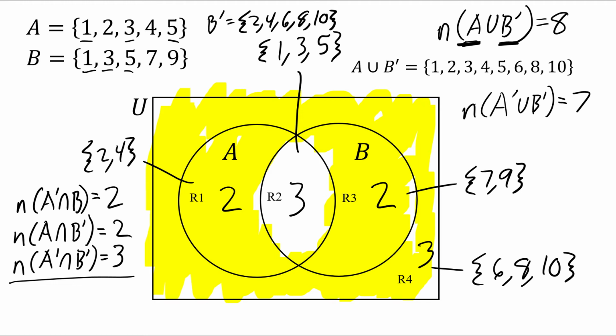First, everything not in A, that's regions 3 and 4, and everything not in B, that's regions 1 and 4. So we put all of those together, and we get regions 1, 3, and 4.